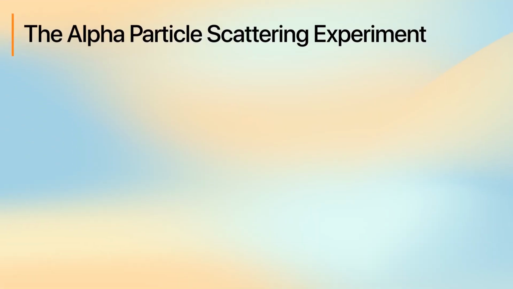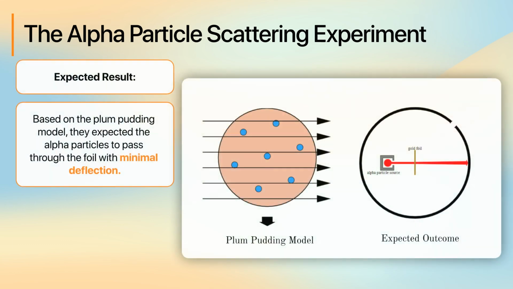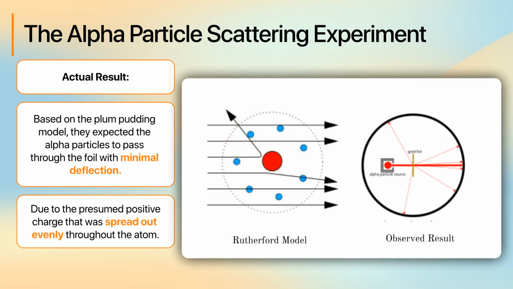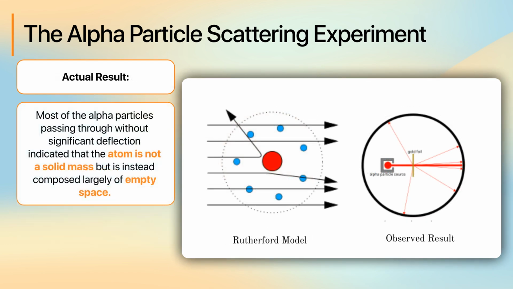So what did the surprising results of this experiment mean for the structure of the atom? Based on the prevailing Plum Pudding model, they expected the alpha particles to pass through the foil with minimal deflection or repulsion because they thought the positive charge was spread out evenly throughout the atom. However, the fact that most of the alpha particles passed through without significant deflection indicated that the atom is not a solid mass, but is instead composed largely of empty space.